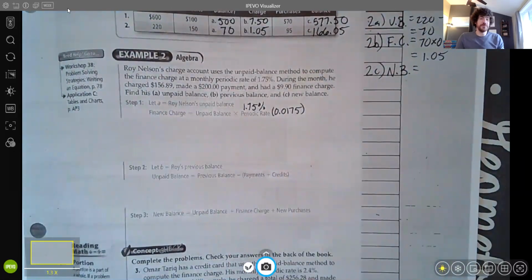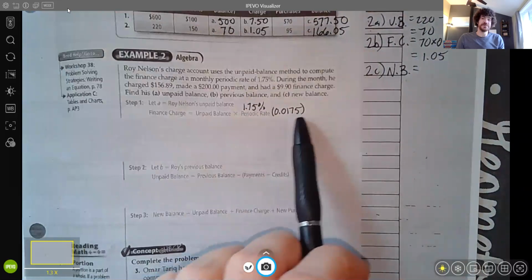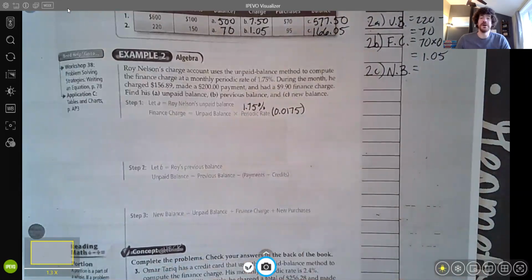So it's going to be important that we use all of these decimal places when calculating what we're working on. During the month, he charged $156.89, made a $200 payment, and had a $9.90 finance charge. Find A, his unpaid balance, B, his previous balance, and C, his new balance.